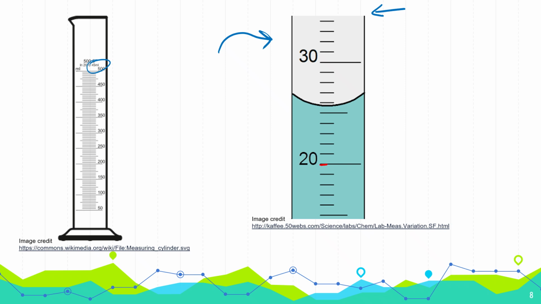Hopefully you noticed that between this line for 20 and this line for 30, there's 1, 2, 3, 4, 5, 6, 7, 8, 9, 10 lines in between. And so that means that each one of the lines is 1 whole milliliter. 20, 21, 22, 23, 24, 25. Here's 25 and here's 26. And we're going to measure from the bottom of the meniscus. And it looks to be a little closer to 26 than 25.